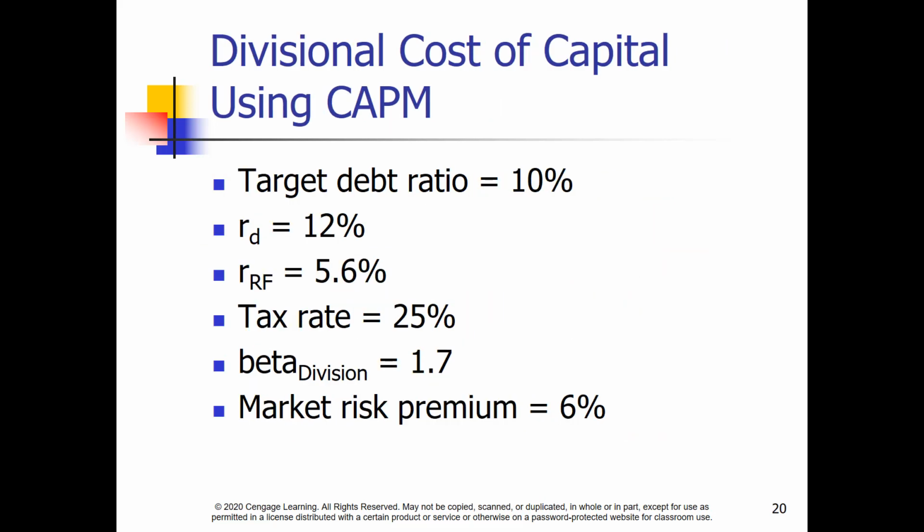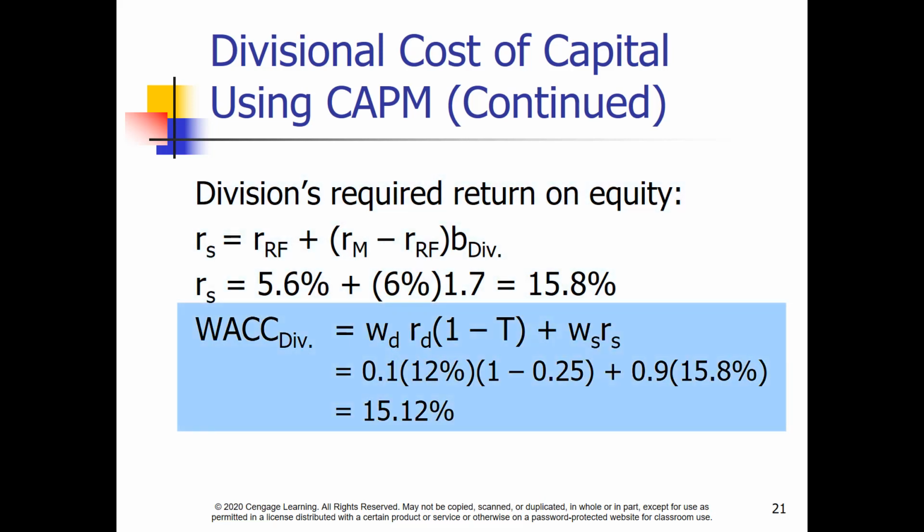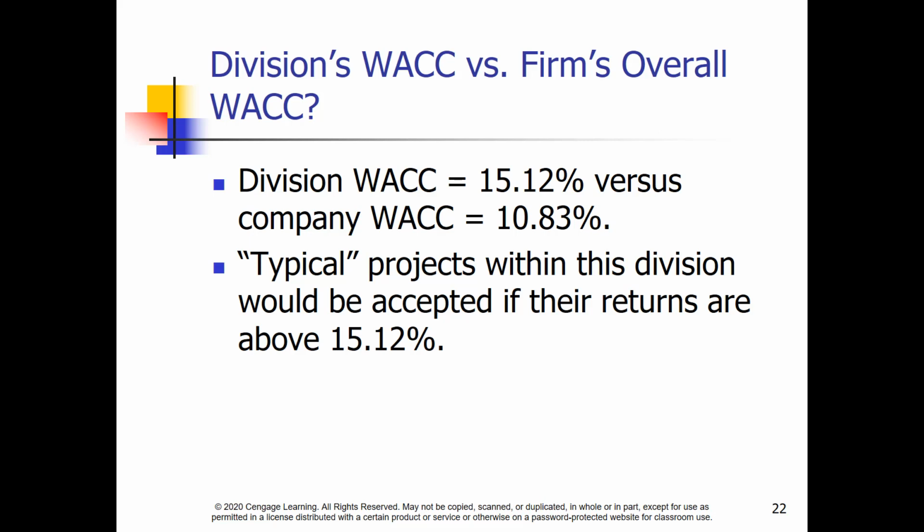In the mini case, the firm is considering establishing a new division and has gathered the above data on similar firms. Target debt ratio 10%, cost of debt 12%, risk-free rate 5.6, tax rate 25, division beta 1.7, market risk premium 6. Using the comparable firm's data, we can estimate a cost of equity and consequently a cost of capital for the new division. Recall that several slides back we found the overall cost of capital for the firm is 10.83, quite a difference for this division. Using 10.83 would greatly overestimate the attractiveness and profitability of this new division.